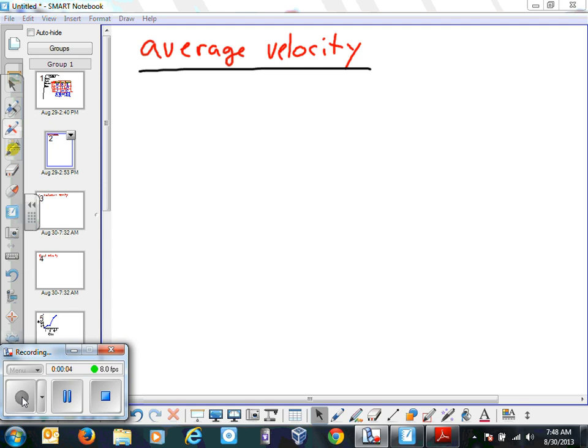Today we've got just a little review of some of the things we've talked about here, maybe a better explanation for you, a little help for the homework assignment. First thing we want to talk about here is the average velocity.